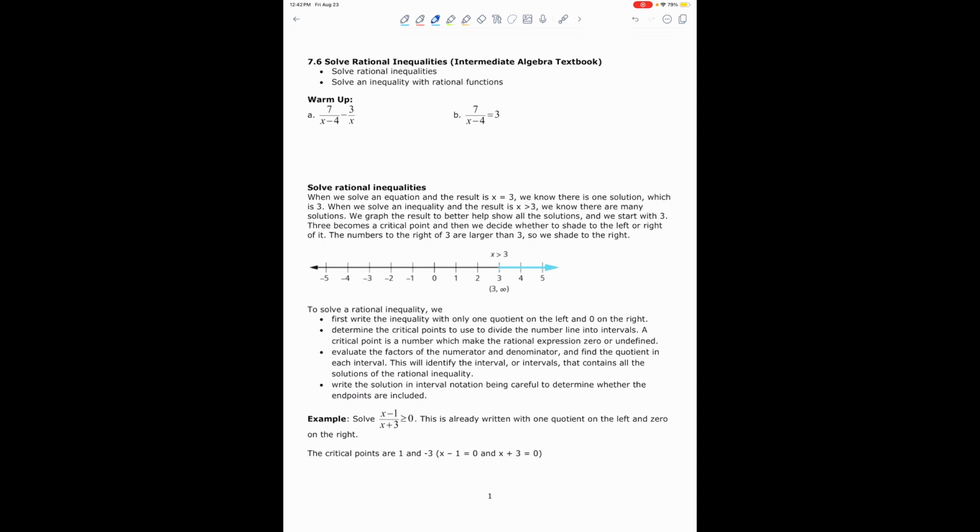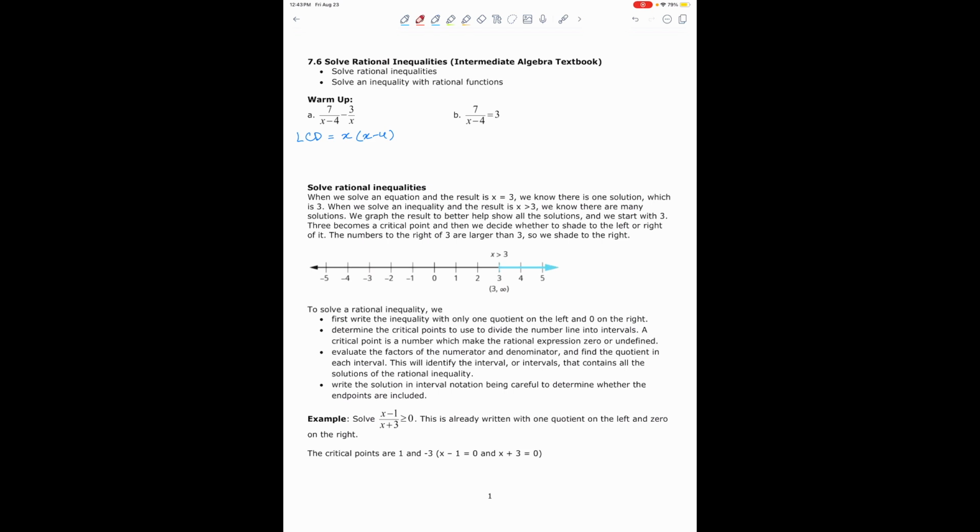So the first expression here is 7 over x minus 4 minus 3 over x. We would like to try to simplify that expression. So we're going to find the least common denominator. The least common denominator is basically a denominator that is divisible by all of the other denominators. So what we have here is the x and then x minus 4, and we can leave it like that. So now that is our least common denominator.